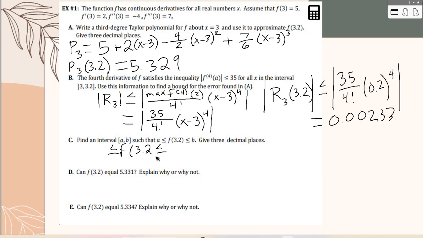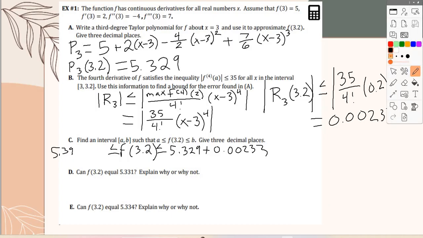Correct. So I know that on this side it would have to be 5.329 plus our remainder. And it's going to have to be greater than 5.3229 minus our remainder. Are we all okay with that idea? And that's why we have the absolute value around our remainder, because then it can give us an interval, because I do have to have something on both sides. It's not just going to be an upper bound.